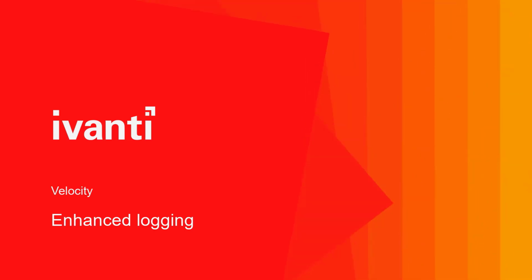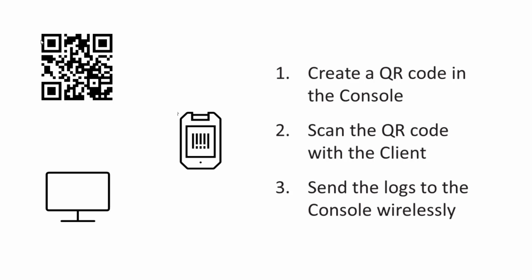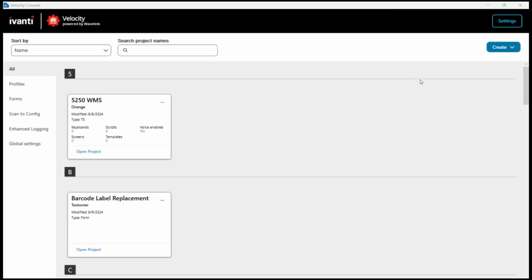The Velocity client for Android allows for easier debugging with the enhanced logging option introduced in version 2.1.38. Turn on logging by scanning a QR code, and when you're done logging, send the logs directly to the Velocity console. No need to modify existing host profiles, no using a cable to hook up an Android device to a computer and get the files. Just scan the barcode to start, and when you're done logging, the device sends the logs over Wi-Fi to the console. Let's take a look.